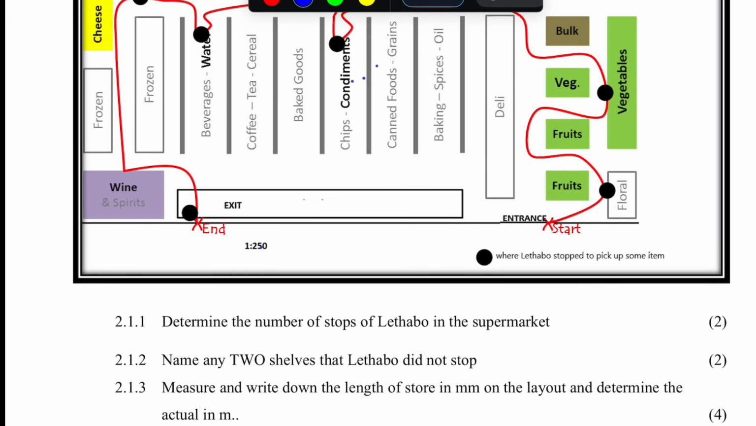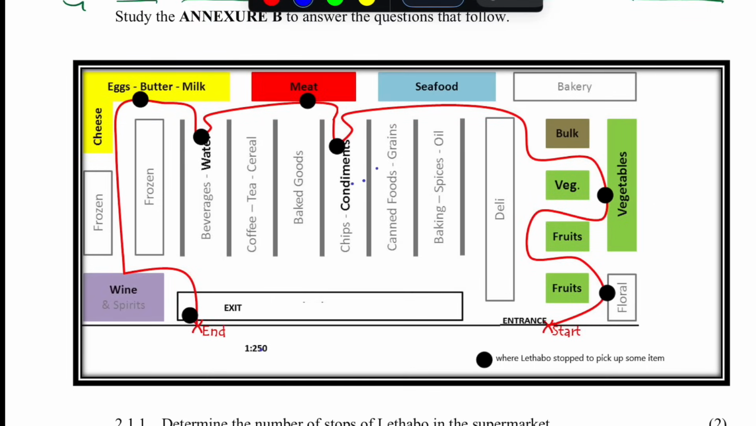Now let's cut the chase. It says 2.1, determine the number of stops Litabo made in the supermarket. The stops, guys, it says these black dots were the Litabo stops to pick up some item. So when he entered, he went to the floral, and then he went to the vegetables, and then went to condiments, which is the chips, and he went to the meat, and then he bought water there, and then he went to that shelves, and he stopped lastly in the exit. Maybe he was showing the security there, the slip.